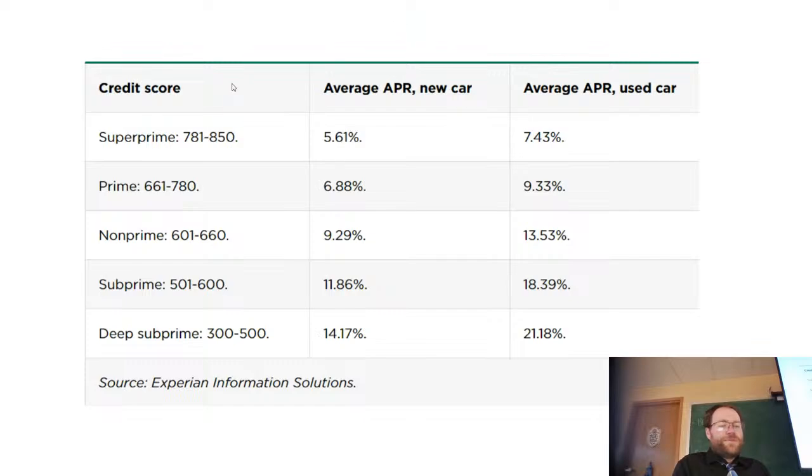So here's an example. If you have a 720 credit score and you were going to buy a new car, you could get a loan at 6.88%. If you had a credit score that was 800, it would go down to 5.61. But if your credit score is not good, say it was 400, you would have to take a loan at 14.17% for the same amount of money.